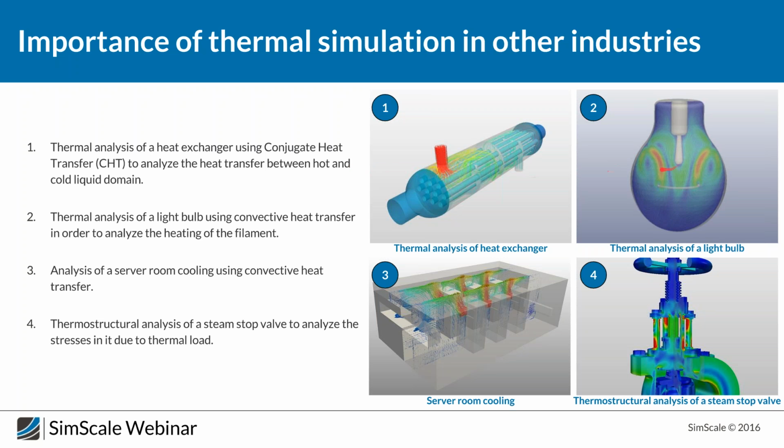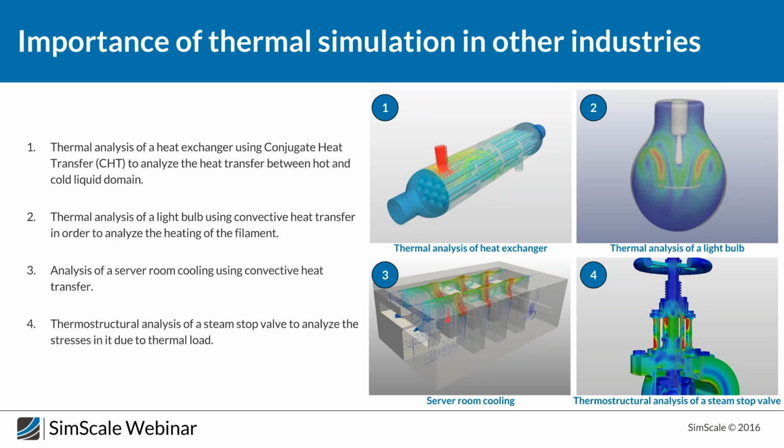The second one is here on the right top: the thermal analysis of a light bulb using convective heat transfer in CFD in order to analyze the heating of the filament. In this, you can analyze, for example, how much the filament is being heated. Is it safe, or is it overheating? One can do the convective heat transfer simulation here to see if the filament is okay or overheating.